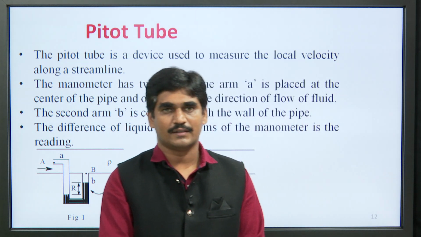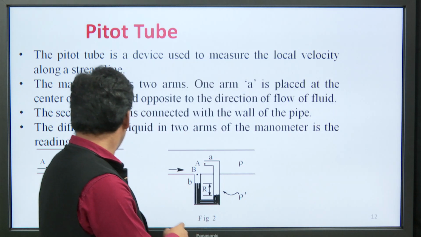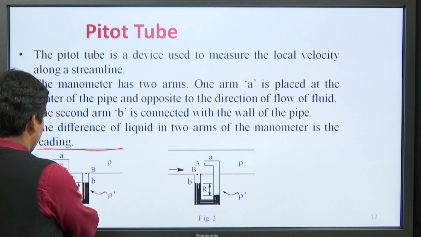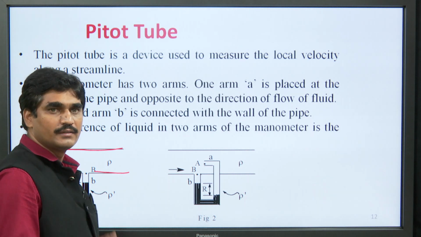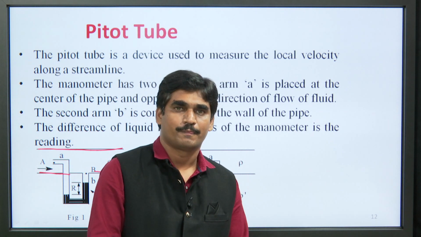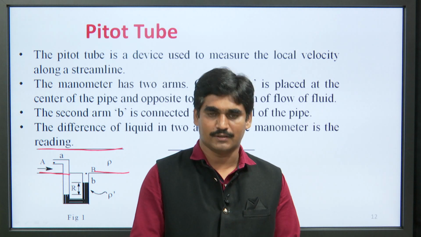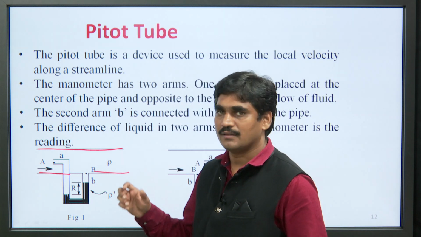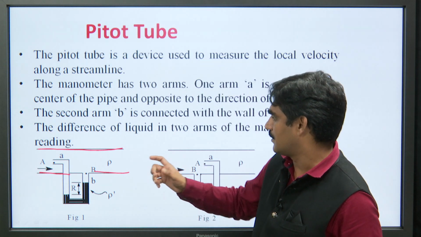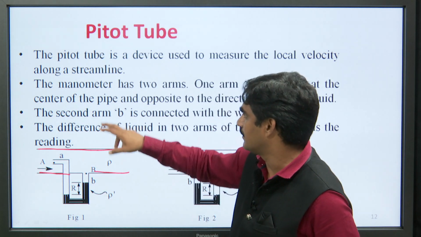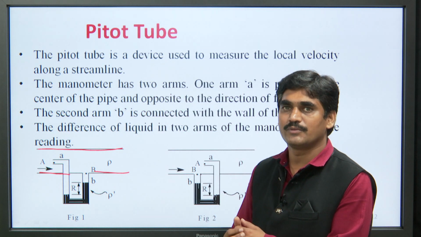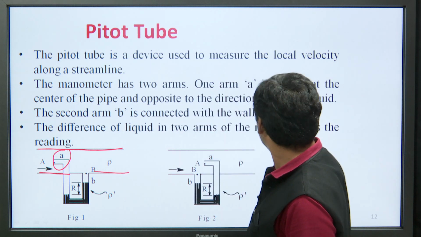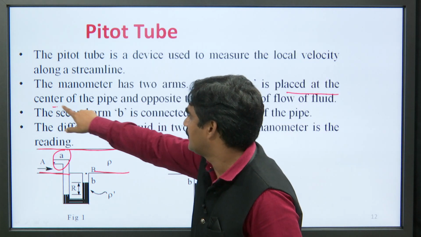So, in this case, as you will see in the diagram, this is the diagram of the pitot tube. In this case, a manometer is used for the measurement of pressure difference. So, a special diagram is taken. In this case, of the two arms of the manometer, one arm, that is A, is placed at the center of the pipe.